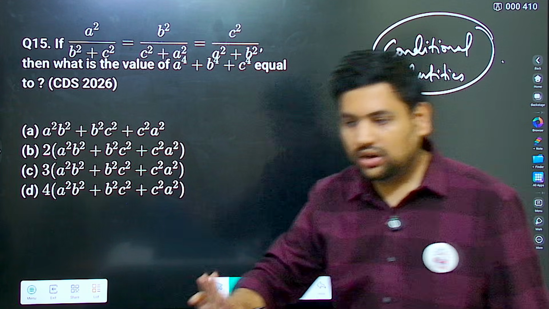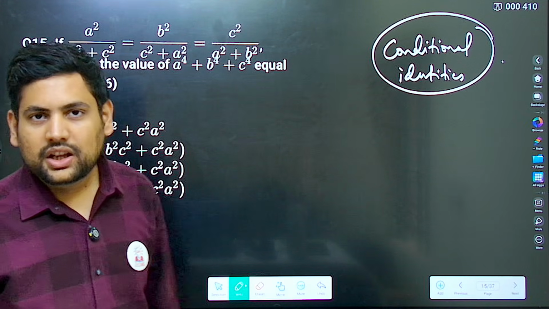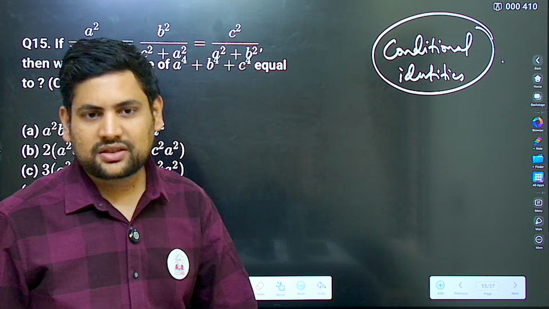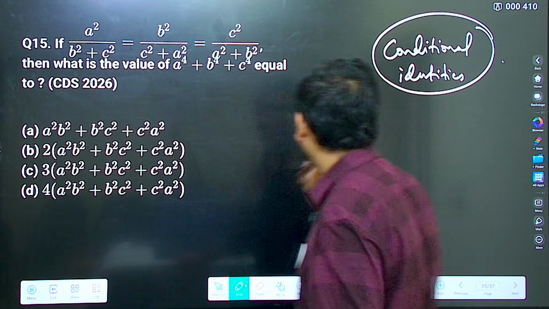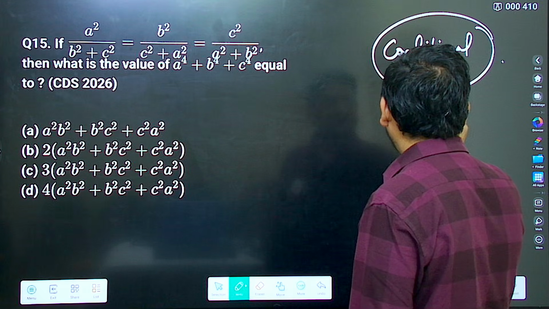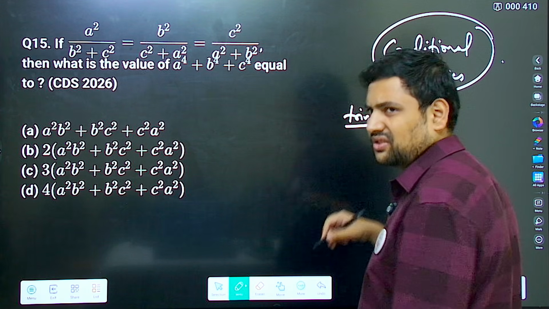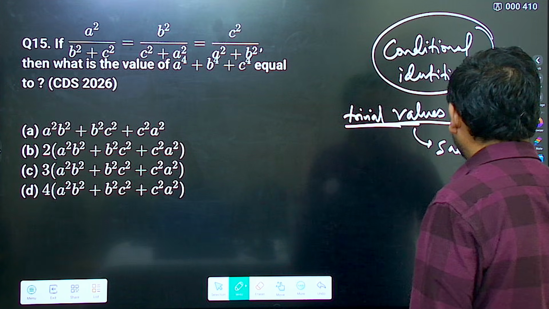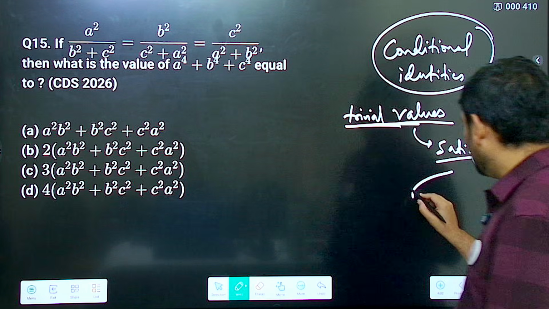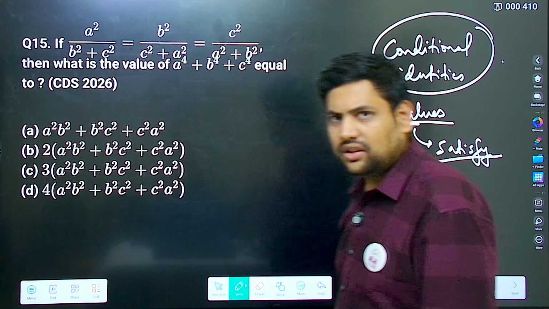What you have to do always in these questions, never solve them properly. It will take a lot of time and it is useless if you have to do it properly. Always think of values, usually trivial values that can satisfy it. If it satisfies it, then you can use that direct value to find the value of whatever expression is asked. Now see this.